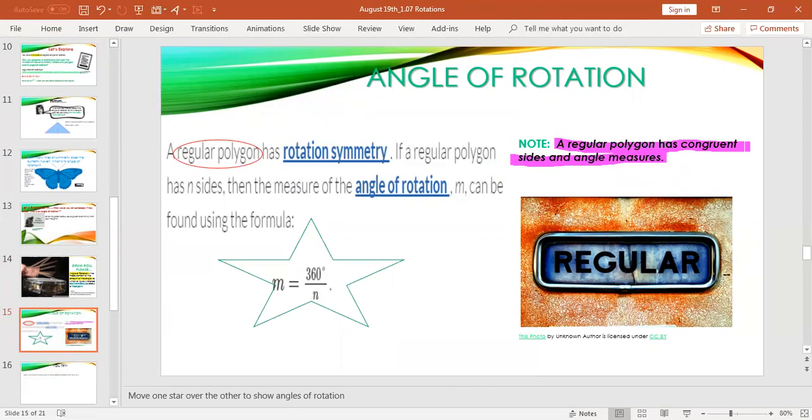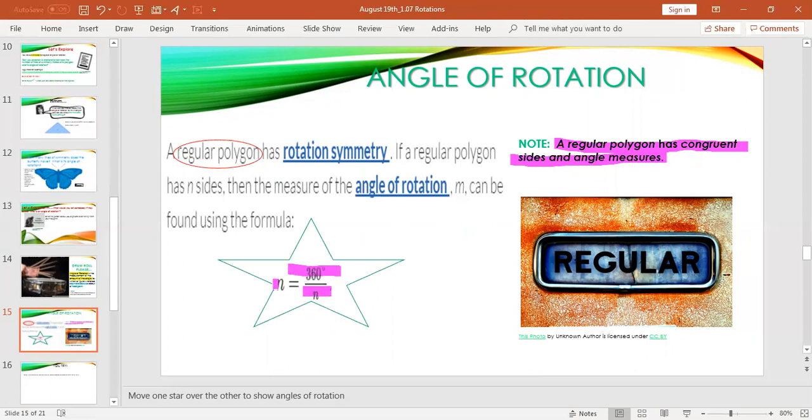So a regular polygon has rotational symmetry. That means it can rotate onto itself between 0 degrees and 360. If it only rotates onto itself at 360 degrees, then we don't say it has rotation symmetry, because all figures have rotation symmetry. All right, so if you have a regular polygon, you don't have to count up the number of lines of symmetry. All you have to do is take 360 degrees and divide by the number of sides, okay?